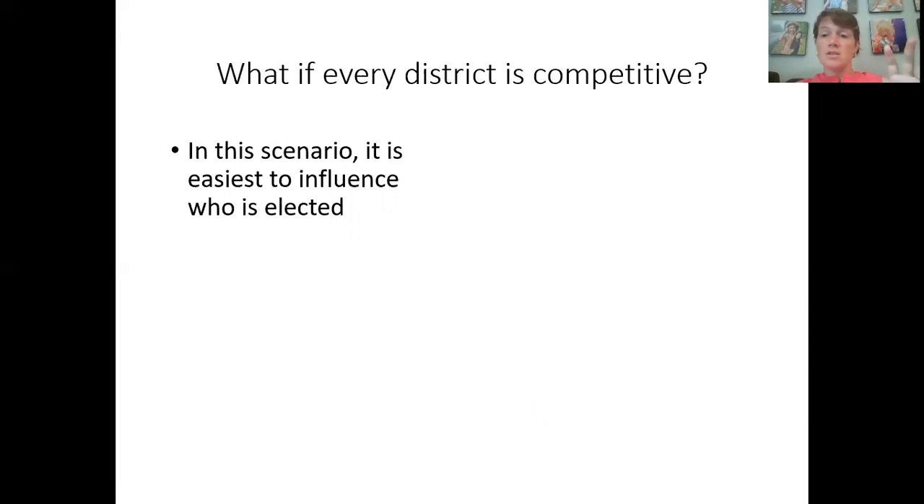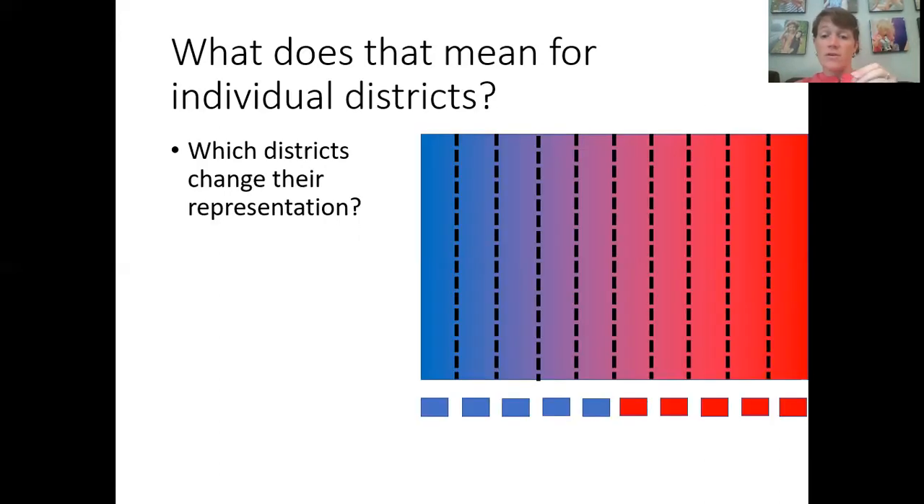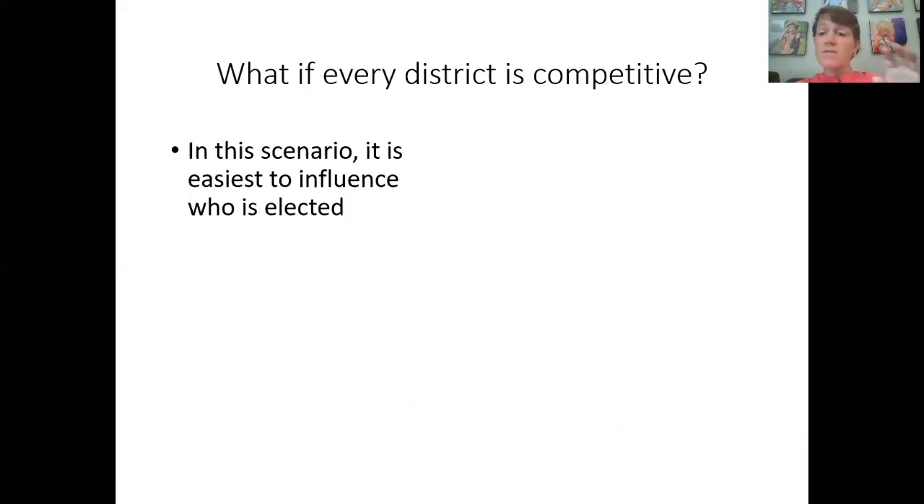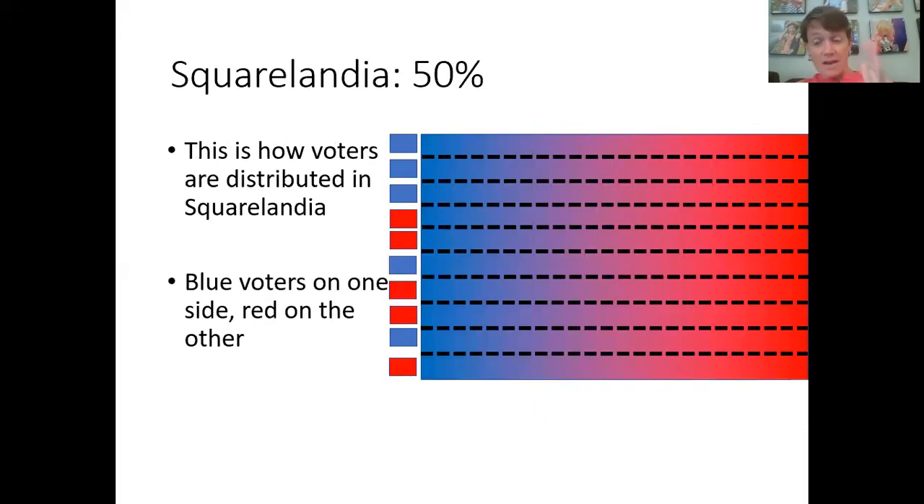So in this situation, there are a few districts that were very competitive and some districts that were not very competitive at all. What if every district was competitive? What if every district was, in political terms, a swing district? What would we have to do to Squarelandia to have every district be a swing district? Well, that's actually pretty easy. Instead of dividing it vertically, we divide it horizontally. Now, if Squarelandia has 50% blue and 50% red, each single district also has 50% blue and 50% red.